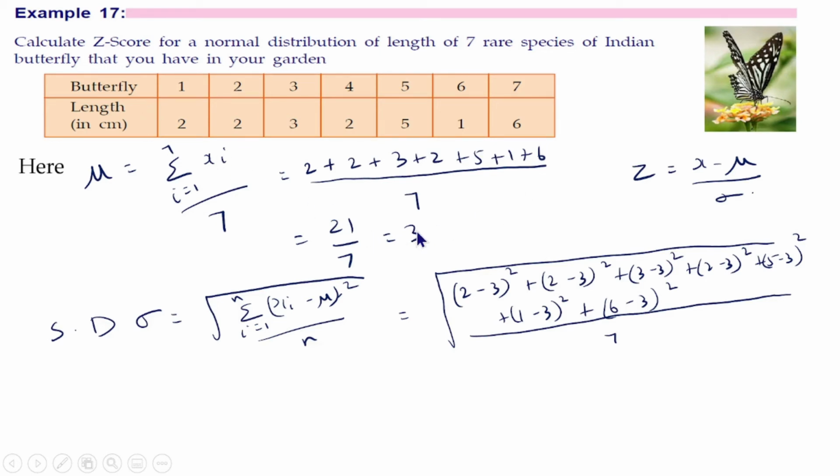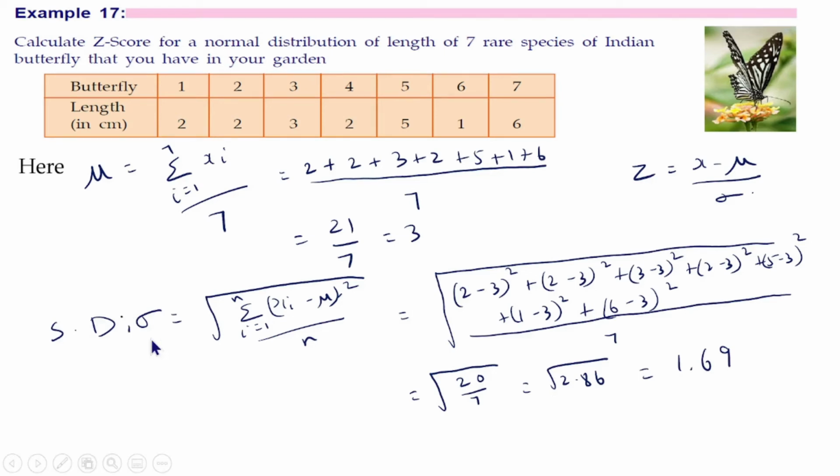So 2 minus 3 the whole square, 2 minus 3 the whole square plus 3 minus 3 the whole square plus 2 minus 3 the whole square plus 5 minus 3 the whole square, then 1 and 6. So all these upon 7. So when we simplify, square and add, we get 20 upon 7. So this is 1 plus 1 plus 0 plus 1 plus 4 plus 4 plus 9, which is 20 by 7, or it is equal to root of 2.86. So approximately equal to 1.69. So the standard deviation sigma, we found it as 1.69.